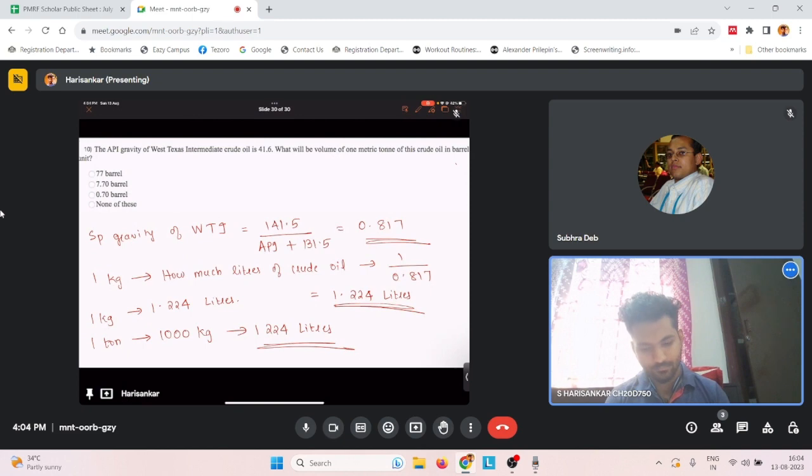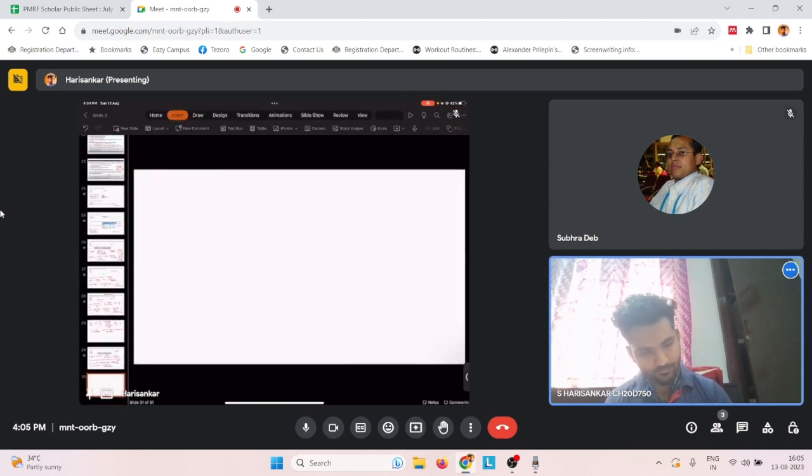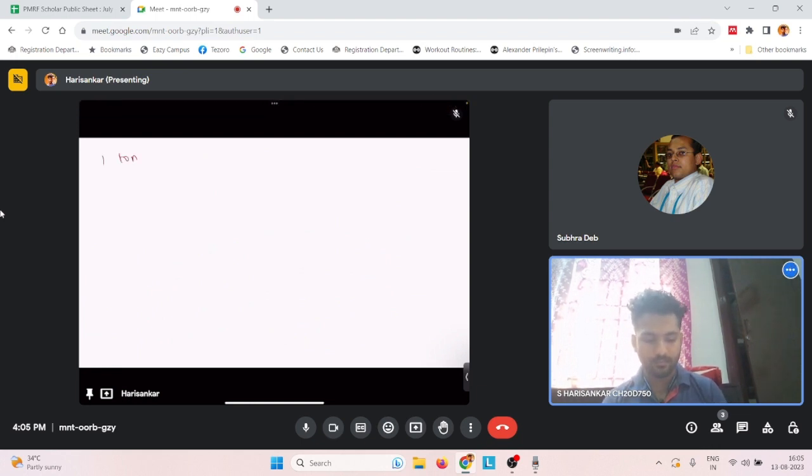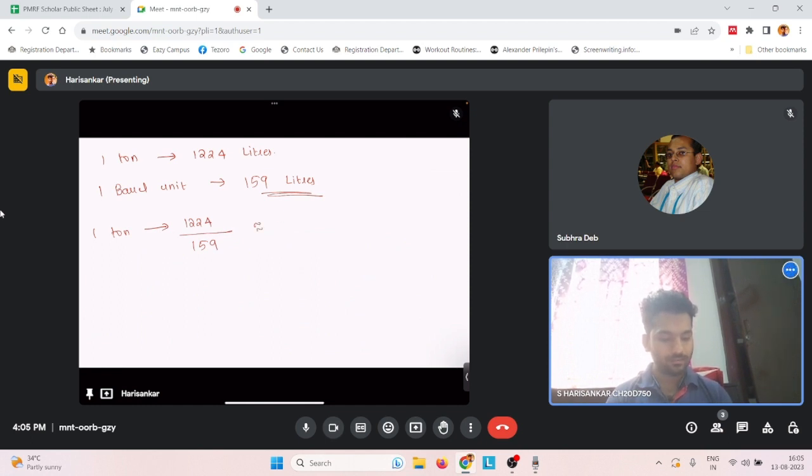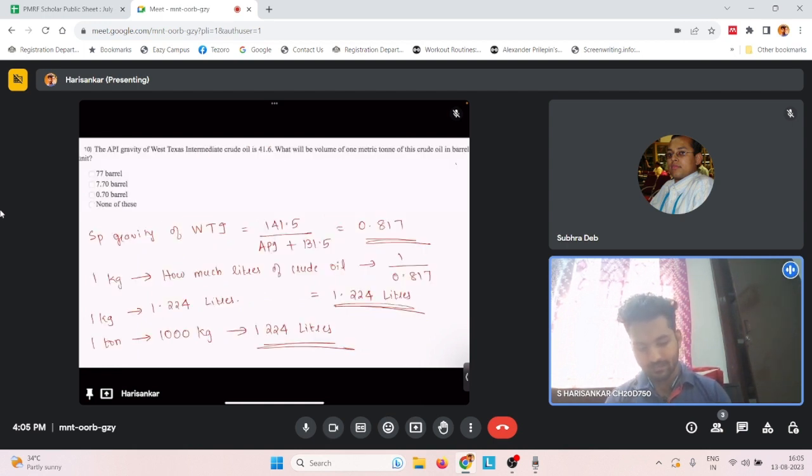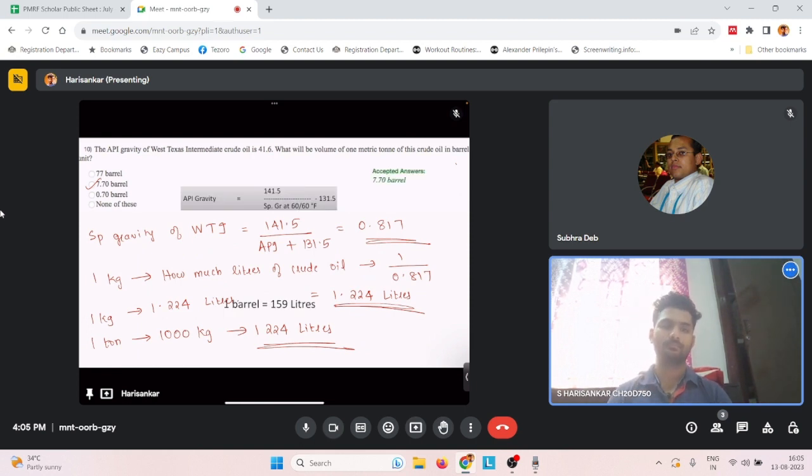But they don't want us to find it in liters. They want us to find it in barrel units. Okay. So we have in 1 ton 1224 liters. And 1 barrel is 159 liters. So in 1 ton, how many barrels will be there? That will be 1224 divided by 159, and that will be somewhere around 7.7 barrels. So the right answer here is 7.70 barrels.